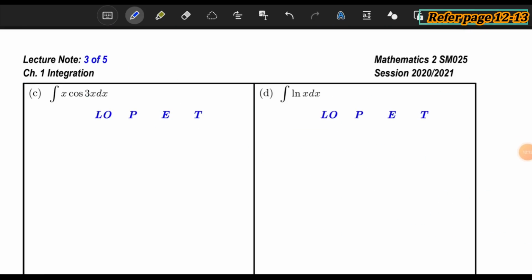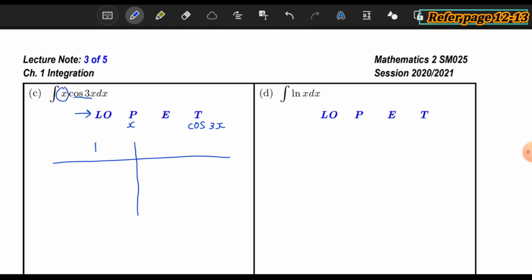Part C, integrate x cos 3x. X is a polynomial. We have x, and cos 3x is the trigo function. And both are from the different family. For different family, usually we will use by parts. And for LIATE here, this is the priority to choose u. So we divide into 2 parts.